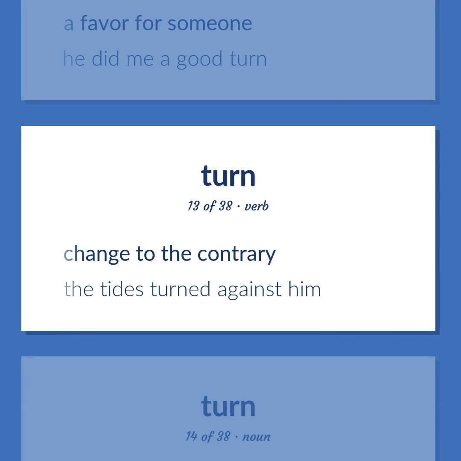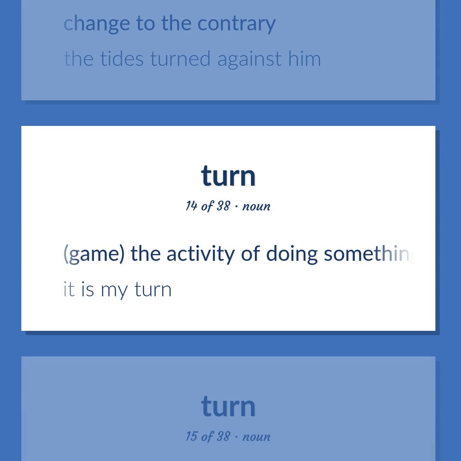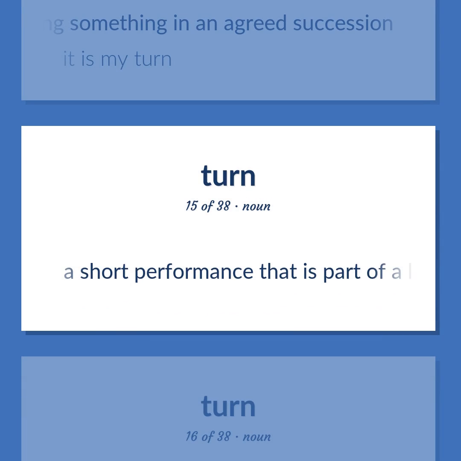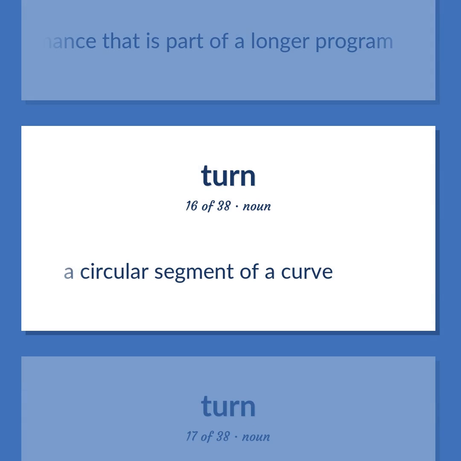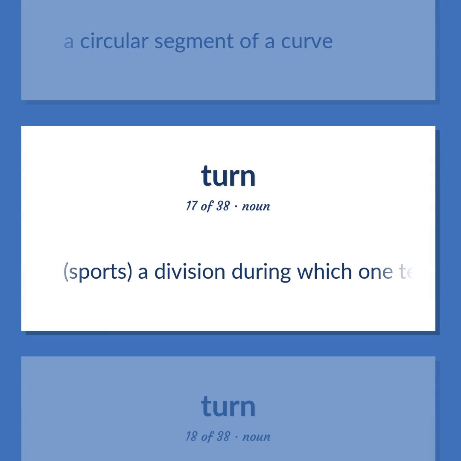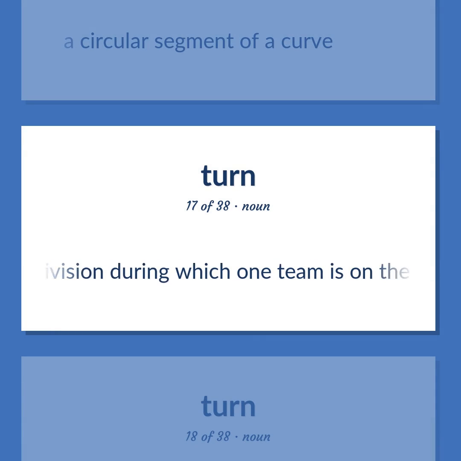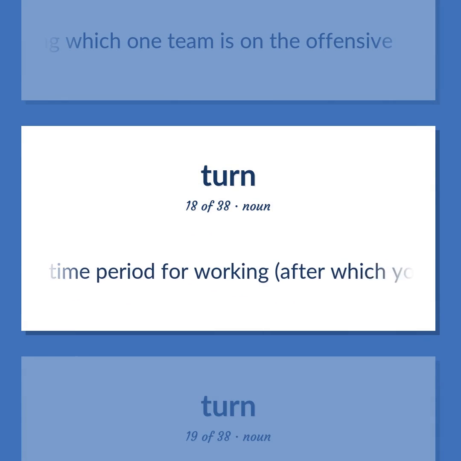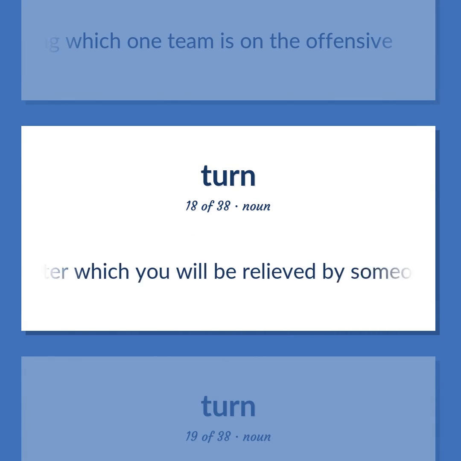Change to the contrary. The tides turned against him. Game. The activity of doing something in an agreed succession. It is my turn. A short performance that is part of a longer program. A circular segment of a curve. Sports. A division during which one team is on the offensive. A time period for working, after which you will be relieved by someone else.